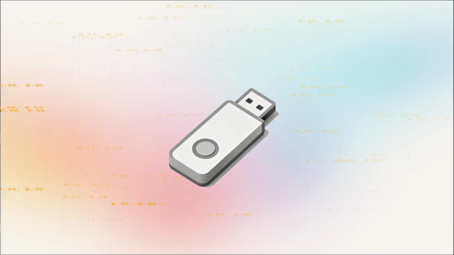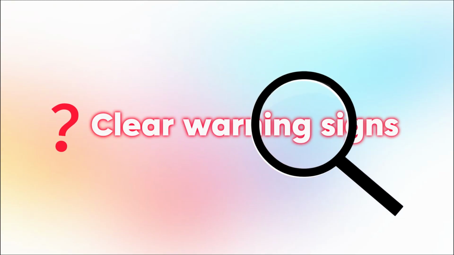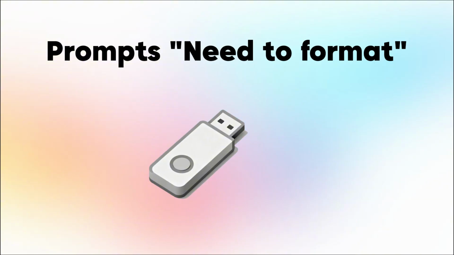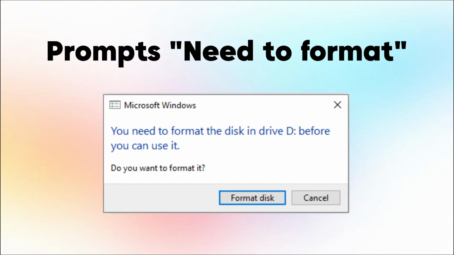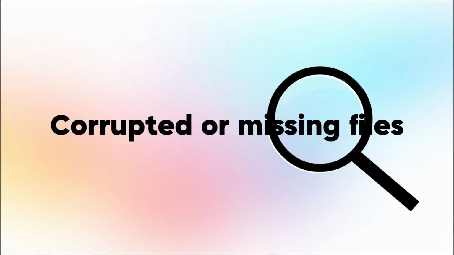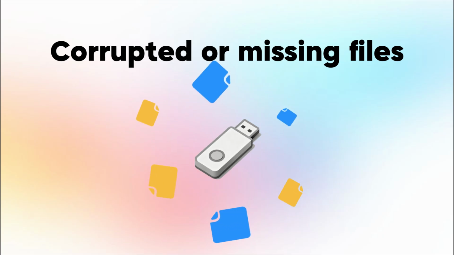Before we get started, let's look at what might be going wrong with your USB drive. Drive corruption usually has a few clear warning signs. 1. Prompts need to format. This is the most common scenario. The system recognizes the drive but won't let you access the data. 2. Corrupted or missing files. You can open the drive, but the files inside are either scrambled gibberish or have simply vanished.